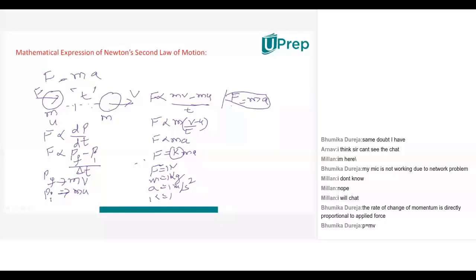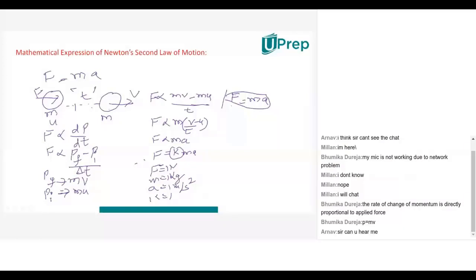The rate of change of momentum of a body is directly proportional to applied force and takes place in the direction in which force acts. Which force? External, unbalanced force. So you have to say like this: the rate of change of momentum of an object is directly proportional to an external force applied on that object and it is in the same direction. Force and rate of change of momentum will be in the same direction. So this you have to remember. Okay.